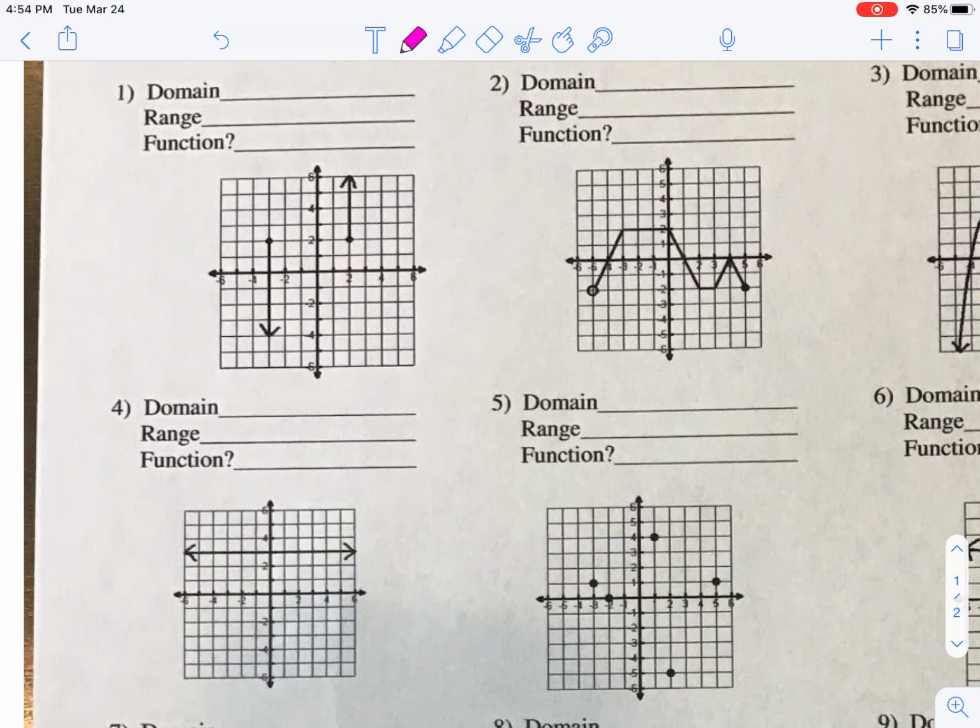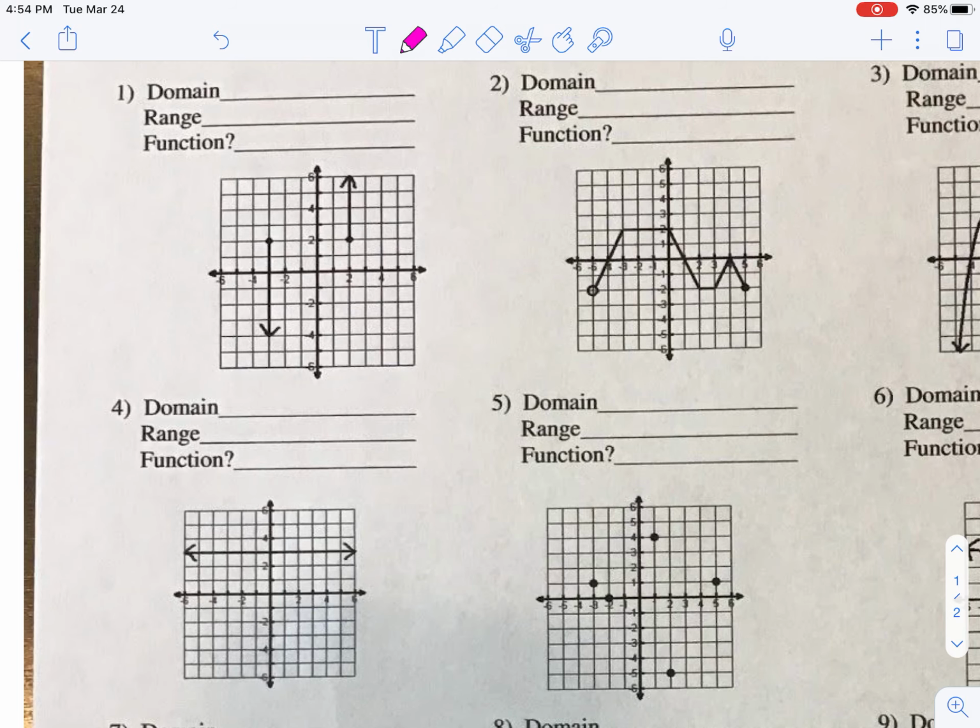Hi everybody. A few of you have reached out to me and said that you're having difficulty with the domain and the range, especially when it came to our graphs. So I figured I would do my best to try and help and explain this to you. I do miss seeing you guys every day and being in front of the classroom trying to help you, but we'll try and give this a shot and see how it goes.